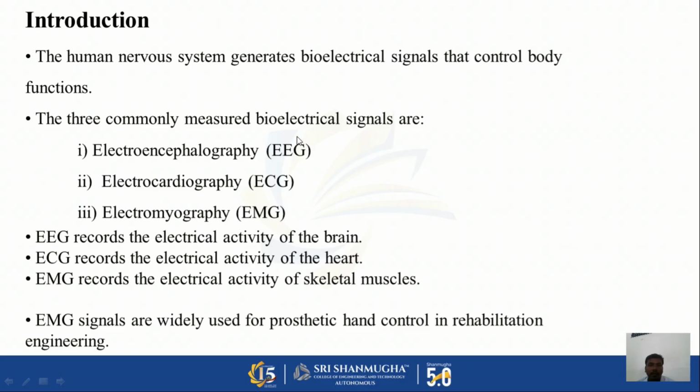Among these signals, EMG signals are very important for prosthetic control. When a person attempts to move a muscle, electrical signals are generated in that muscle. These EMG signals can be detected using electrodes and used to control prosthetic devices such as artificial hands. Therefore, EMG plays a major role in rehabilitation engineering applications.